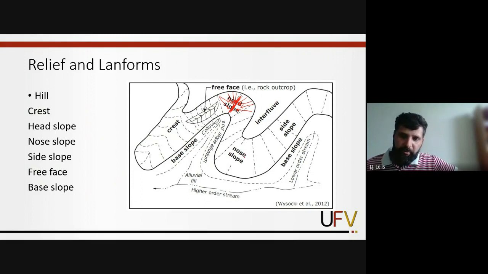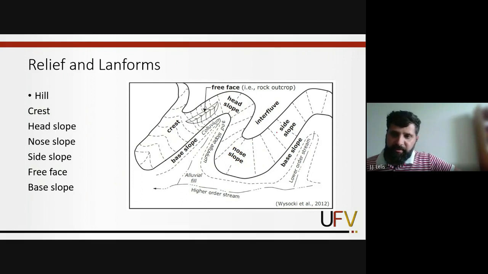The nose slope has a convex geometry, this kind of geometry. So all the water that rains and falls in this area will drain to different positions. The water drains in different directions, different points. It's not drained to the same point. It's different from the head slope.